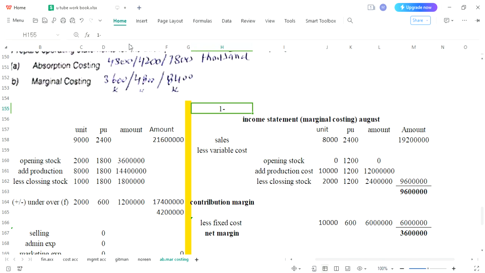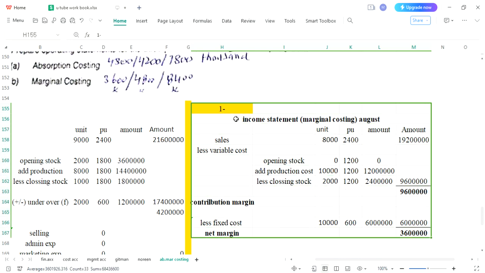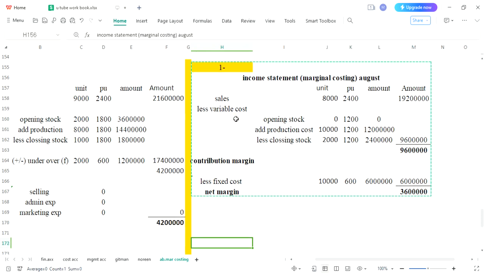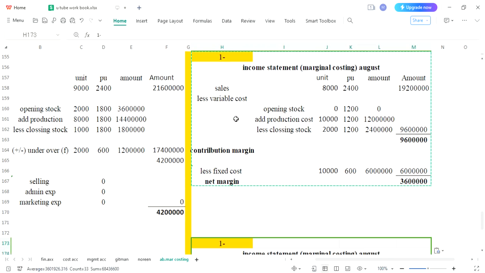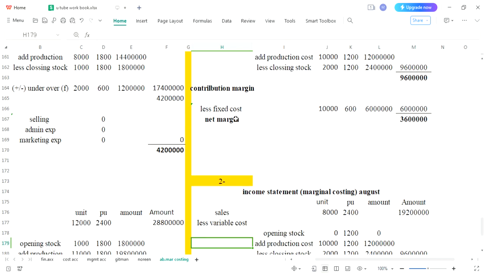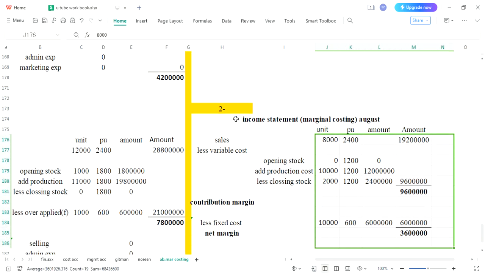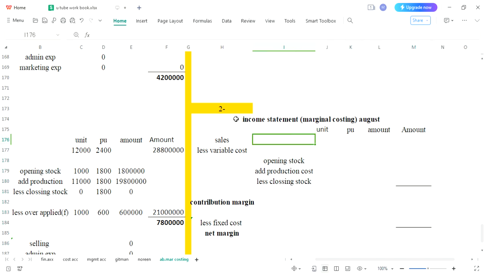Now we are ready to calculate our marginal costing income statement for the second part. For that it is easy for me: I will copy these headings and use the same headings for making the second part income statement. Since these values were used to calculate net margin for the first part, they are now unneeded, so we have erased them.